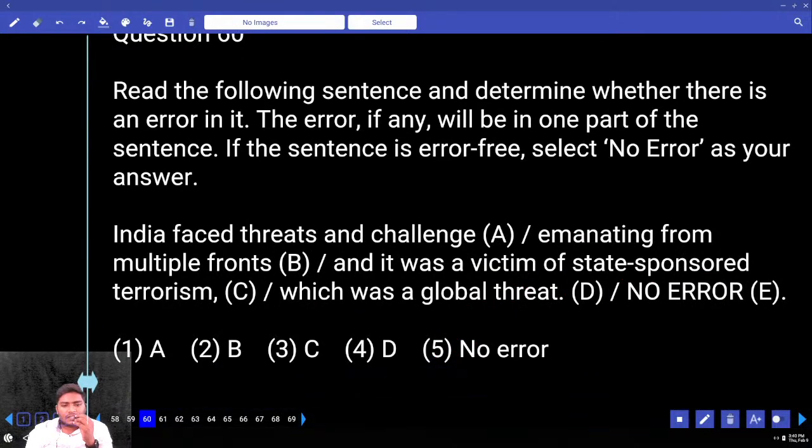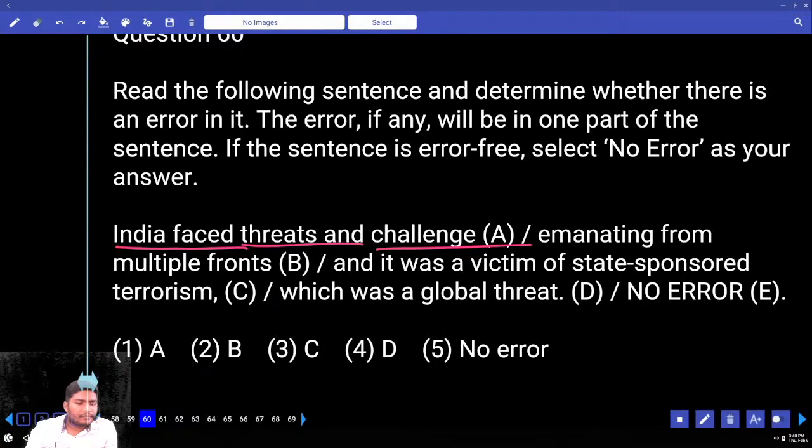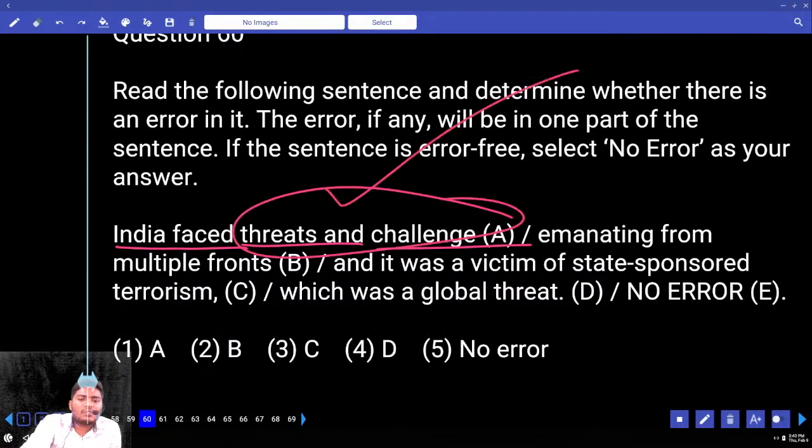India faced threats and challenge emanating from multiple fronts, and it was a victim of state-sponsored terrorism, which was a global threat. Now, India faced threats and a dash. Remember, and is used to combine what type of words or what type of sentences?